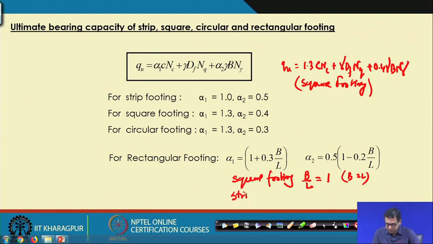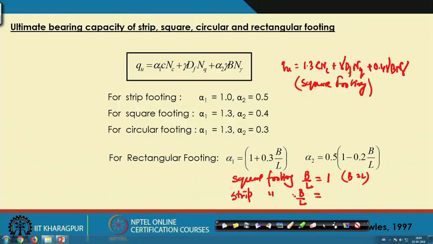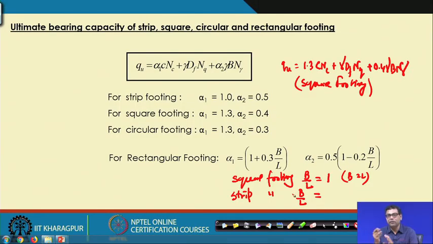Now, for the strip footing, the length is very large compared to the width. So in that case we consider L as infinite, and infinite means B by L value is 0. If I put B by L equal to 0, alpha 1 is equal to 1, and alpha 2 value will be 0.5. So this way it is extended for the rectangular footing. By using these correction factors, now we can use it. These are called the shape factors. By these shape factors, we can use this expression for any kind of footing.